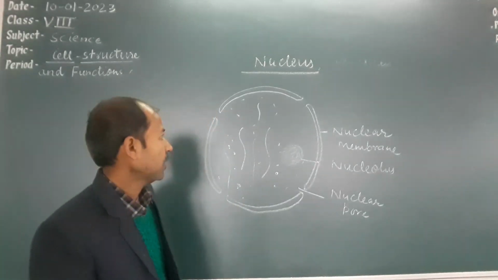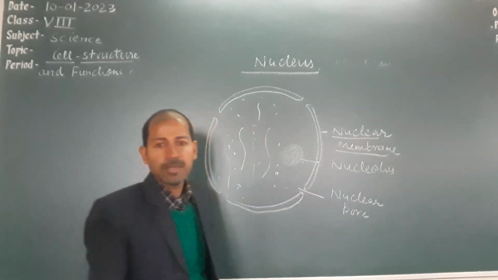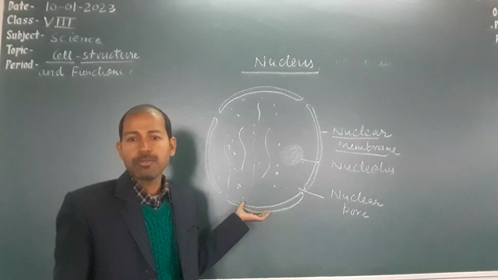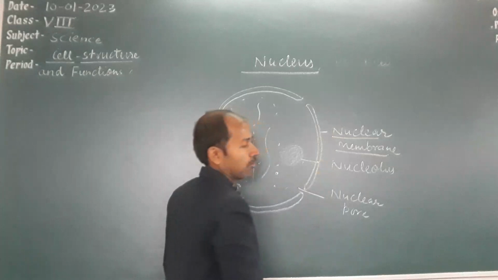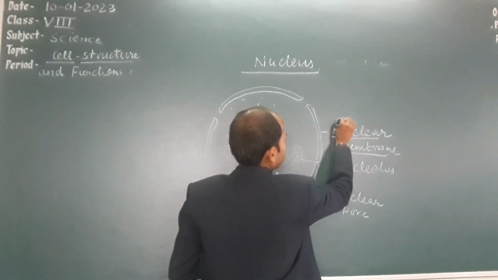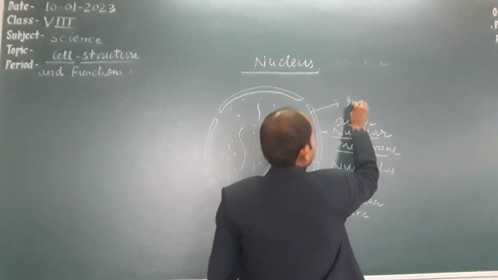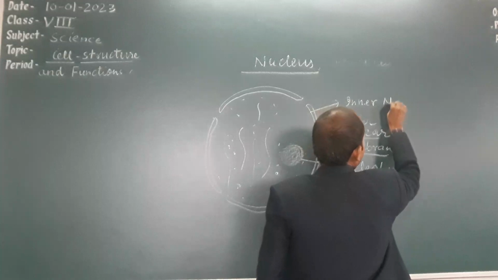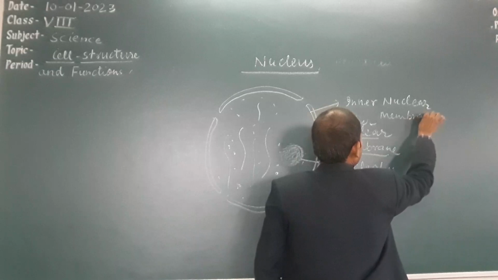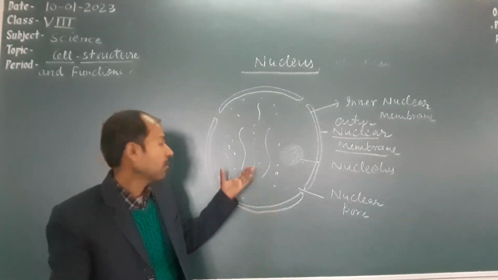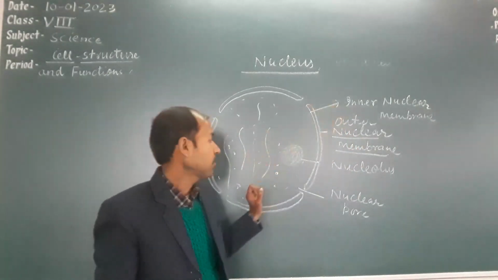So if you see the structure, here is the nuclear membrane, meaning the membrane which surrounds the nucleus. And in this structure you see this is the outer nuclear membrane, and the second one is the inner nuclear membrane, meaning it is surrounded by a double layer membrane, outer nuclear membrane and inner nuclear membrane.